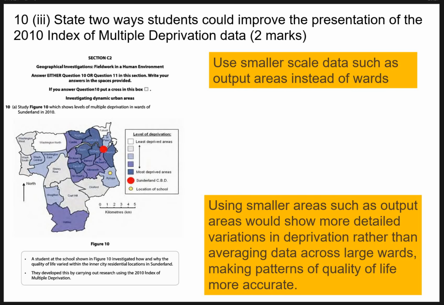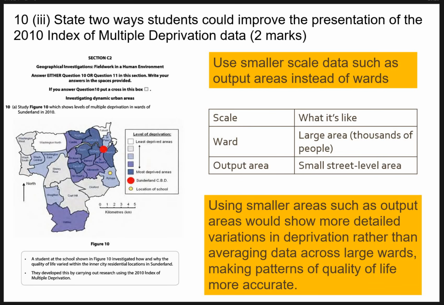Okay, so this is a sort of learning point as well. Although we're doing exam questions, it's not just about learning and remembering the answers to these exam questions, it's about how we're approaching them. What is the exam question asking you, and are there any learning points you can get from it? A good learning point is what the wards are. When we're looking at human geography, we look at population. Wards are large areas of thousands of people. The output areas are smaller, street level. So if we want more detailed information, to present the data more accurately, showing the changes in deprivation within the borders itself, we might look at output areas as well.